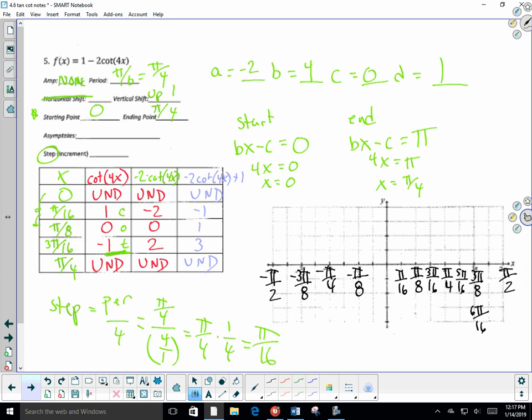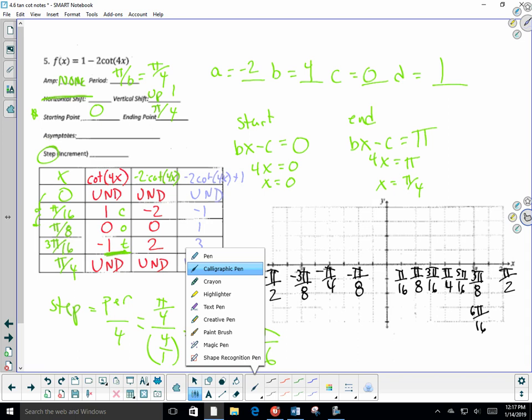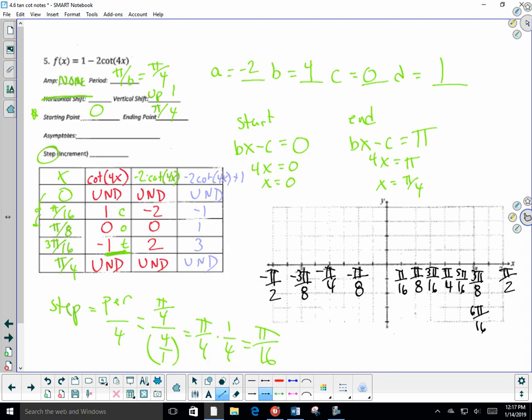So drawing in our vertical asymptotes wherever we had undefined. So let's see, let me get those. I'm going to have vertical asymptotes at 0 and at pi over 4. All right, and I think we can now plot our points.